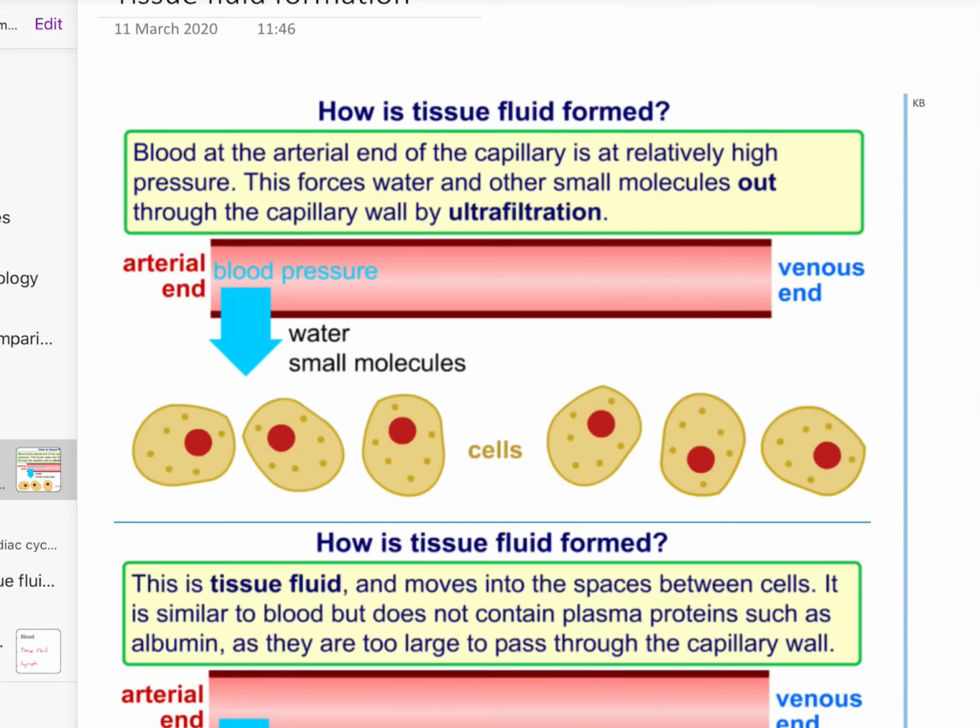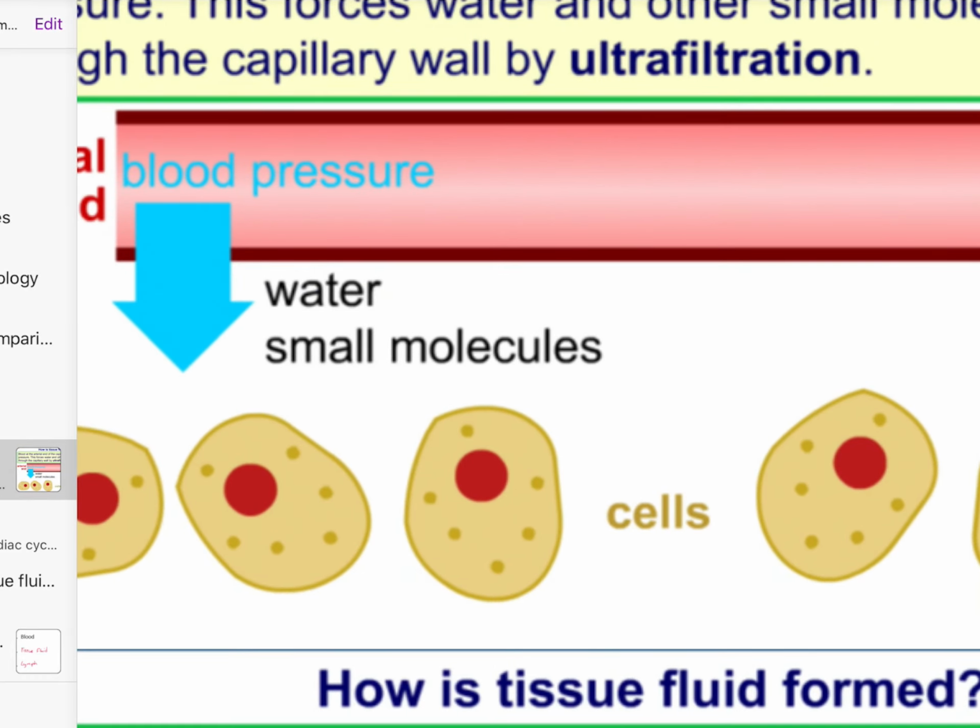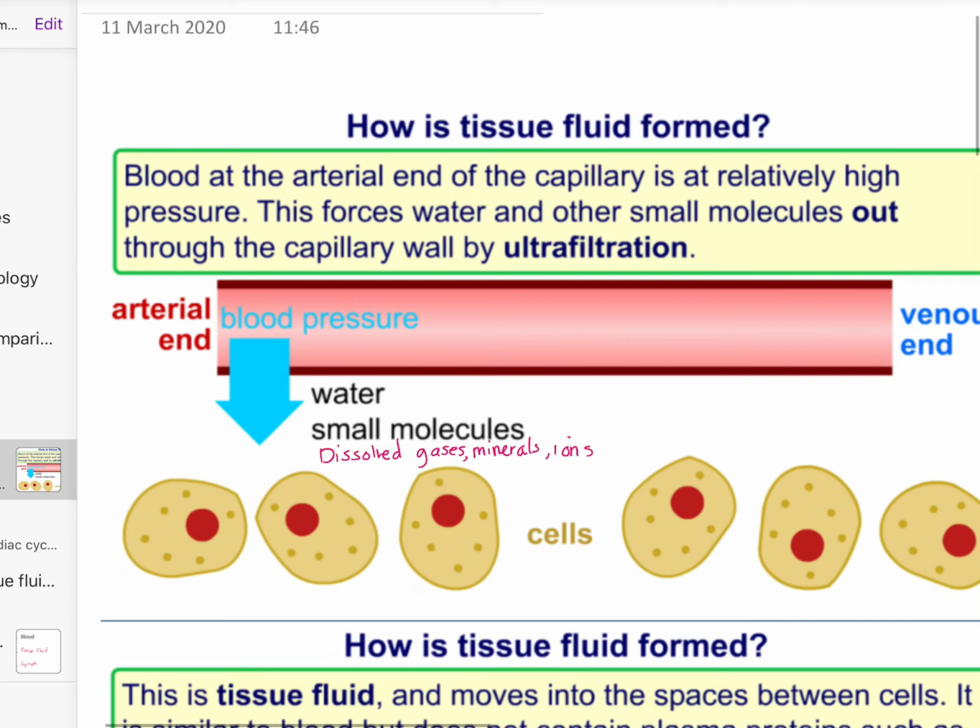Tissue fluid is formed from the capillaries at the arterial end. This is because the blood flows into the capillaries of the tissues at a high pressure from the arteries and arterioles. This high blood pressure, hydrostatic pressure, forces small molecules out of the blood plasma through small holes between the epithelial cells of the capillaries. This includes molecules such as dissolved gases, dissolved minerals, and also dissolved nutrients.